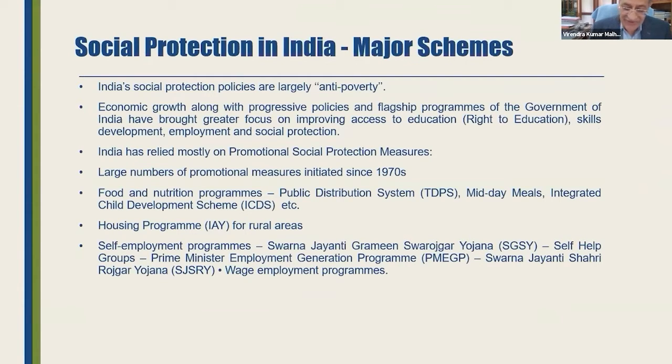Slide number 3. Social protection in India is largely said to be anti-poverty. The economic growth, along with progressive policies and flagship programs of the government of India, have brought greater focus on improving access to education. And we have an act, Right to Education, skill development, employment, and social protection. There are a large number of promotional measures initiated since the 1970s: food and nutrition programs under the public distribution system, midday meals, integrated child development scheme, housing program for rural areas. And then there are self-employment and wage employment programs. Self-employment programs have been known as Swarnjayanti Gram Swarojgar Yojana, self-help groups, Prime Minister Employment Generation Program, Swarna Jayanti Shahari Rozgar Yojana.